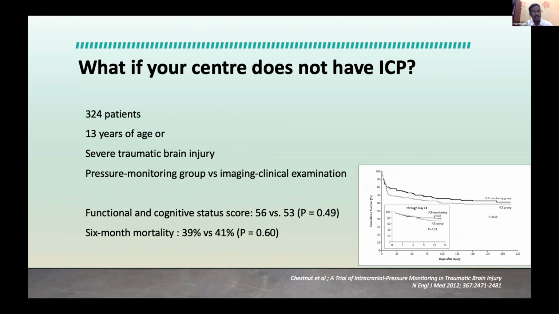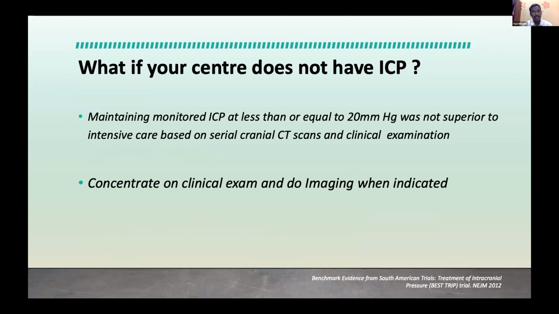So what if our center does not have ICP monitoring? This is the only trial I'll discuss in this presentation. This is an adult trial which included children more than 13 years of severe traumatic brain injury. They had a pressure monitoring group and an imaging clinical group, wherein they did frequent clinical examinations and frequent imaging as per necessity. Their outcome was functional and cognitive status score at the end of 6 months and 6 months mortality. They found that monitoring with ICP at less than or equal to 20 mm of mercury was not found to be superior when intensive care based serial CT scans and clinical examination was conducted.